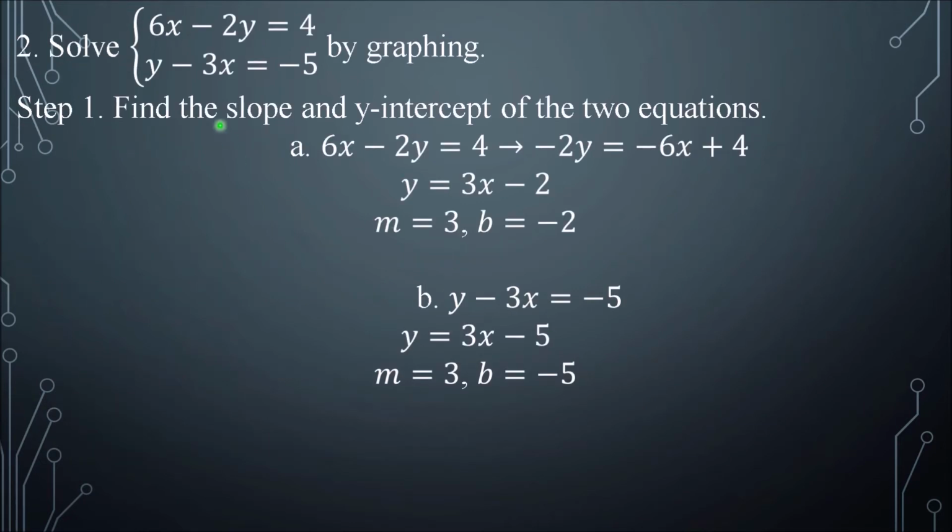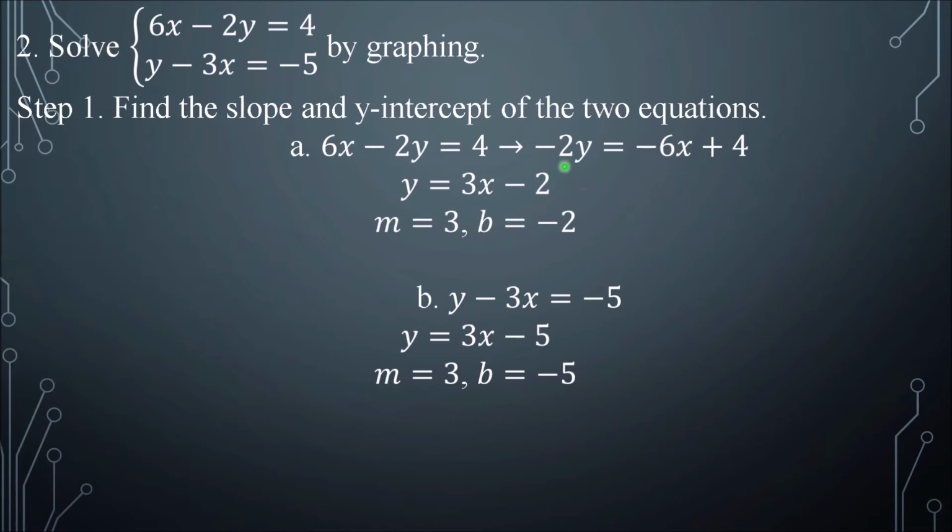Let's have number 2. Solve the system 6x minus 2y equals 4, y minus 3x equals negative 5 by graphing. First step, find the slope and y-intercept of the two equations for easy graphing. So 6x minus 2y, the first equation, equals 4. Change this to slope-intercept form.